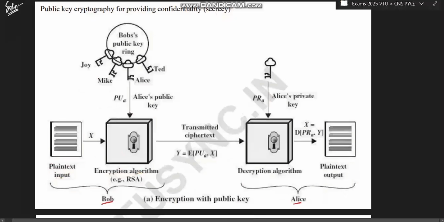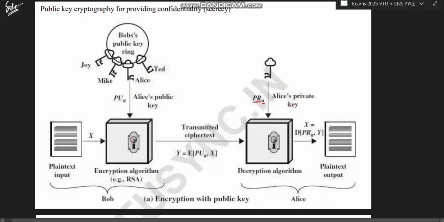Now, Bob has the public keys of all the people: public keys of Joy, Mike, Alice, and Ted. Bob wants to send to Alice, right? So Bob will lock this with the public key of Alice, PU A, where A means Alice. None of the other keys can be used to open it, not even Alice's public key. The only key which can open this is PRA, the private key of Alice, which only Alice has.